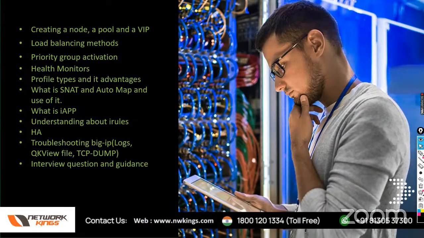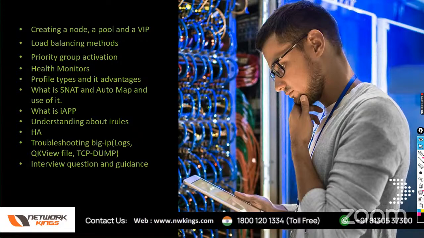And HA is high availability. Basically we'll use HA for redundancy purposes. If one device goes down, the traffic is redirected to the other device, so that there will be no outage or impact for the customer traffic. So we have a lab for it, and we'll understand each and everything.